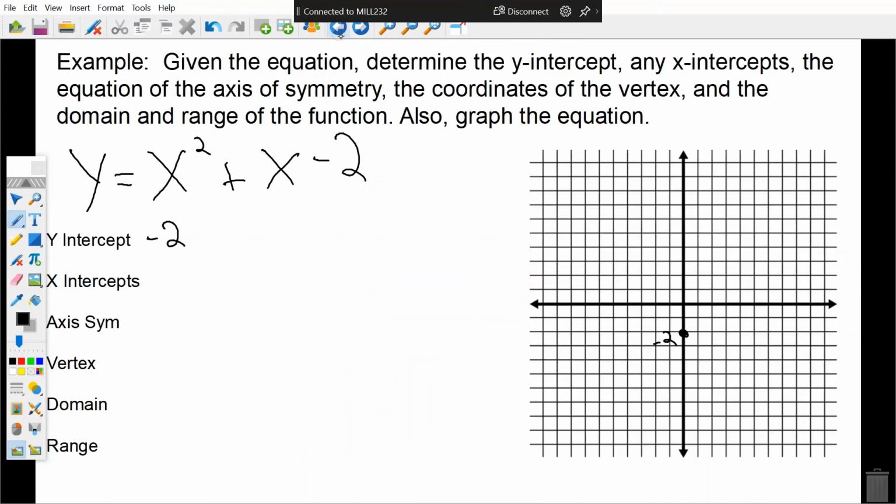Okay? Negative 2 and 1. So now, why don't we put those in a different color so we can see them. Negative 2, 1. Now I can plot the x-intercepts on my graph. There's 1 at negative 2, and there's 1 over here at 1. Okay?